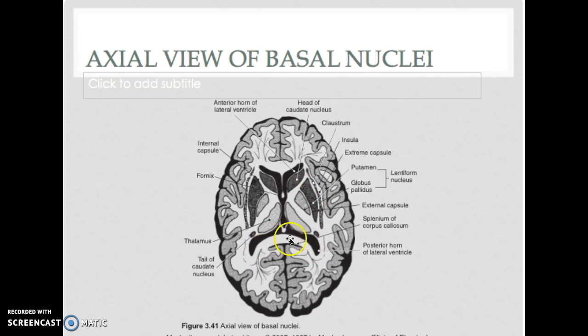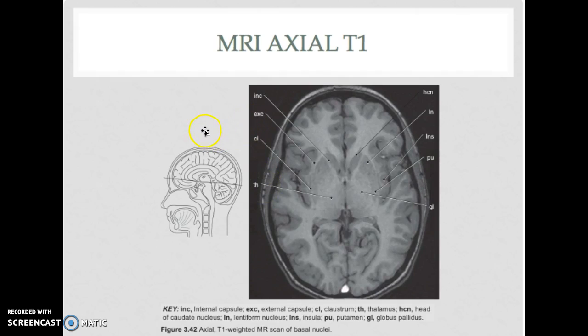Back here is your splenium of your corpus callosum, your thalamus, so your third ventricle is running right down the middle there. Here's the tail of your caudate nucleus, these little dots there. Fornix in the middle and your internal capsule here. So looking at an MRI, this is a T1. Here's your anterior horn of your lateral ventricle, your insula, I think that's what that is. Oh, lentiform nucleus, sorry, losing my mind. Your insula is right here, so it's just lateral to it. The globus pallidus, I won't have you label that, so this will just be your lentiform nucleus.